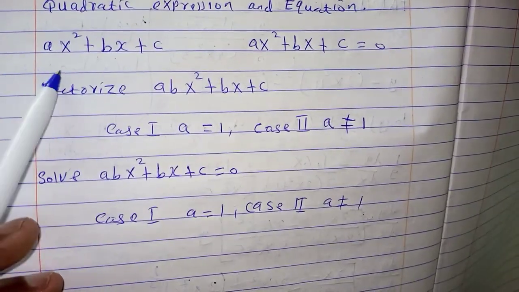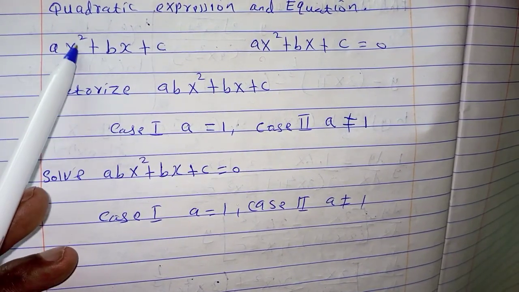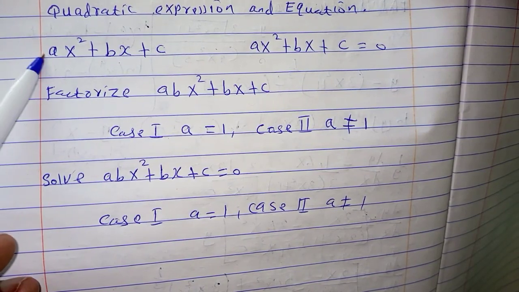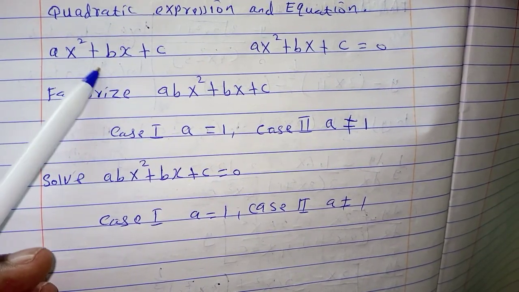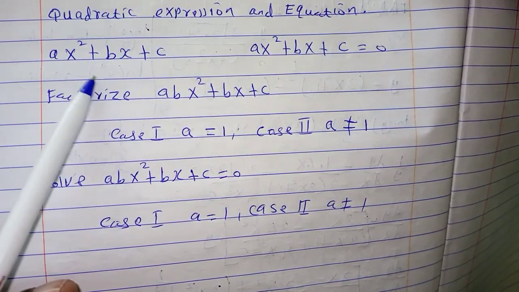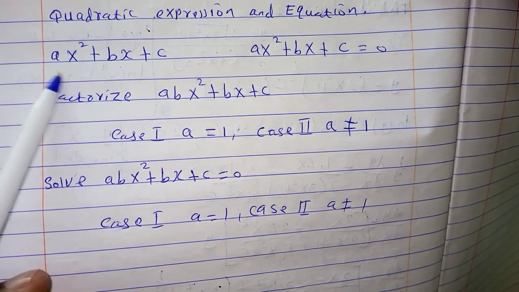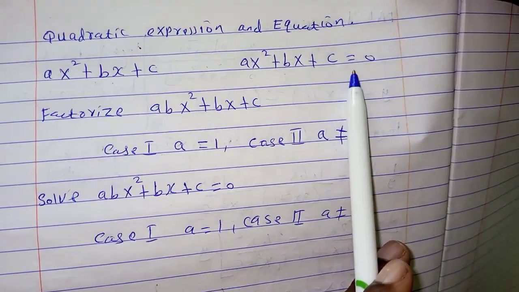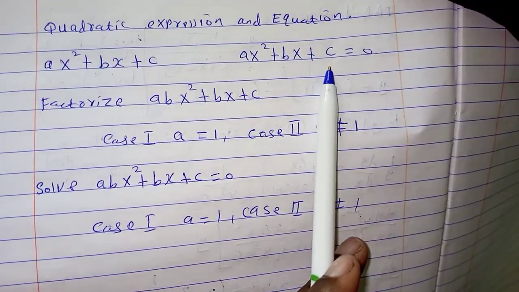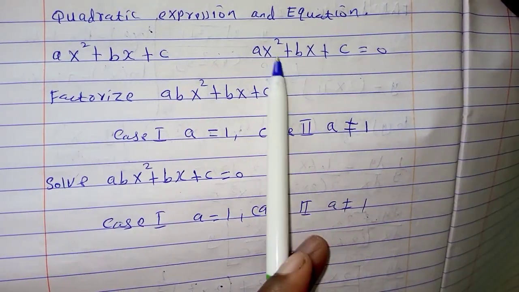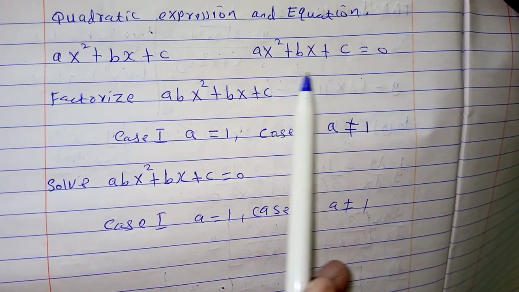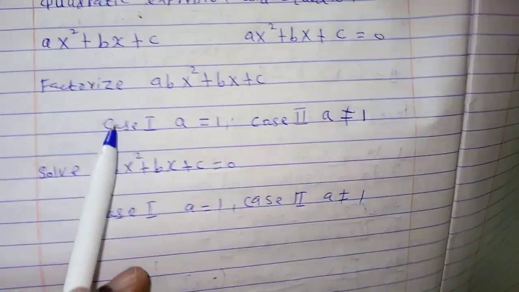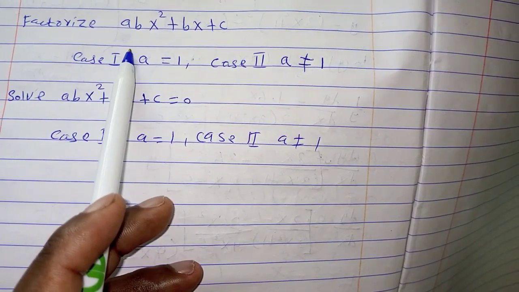We are going to look for equations of the form ax squared plus bx plus c. Here, a is a constant, b is also a constant, and c is a constant. Now, this is what is called a quadratic expression. In case we equate it to 0, as shown here, then this is what is called a quadratic equation. Now, we are going to look at how we factorize a quadratic equation like this one.